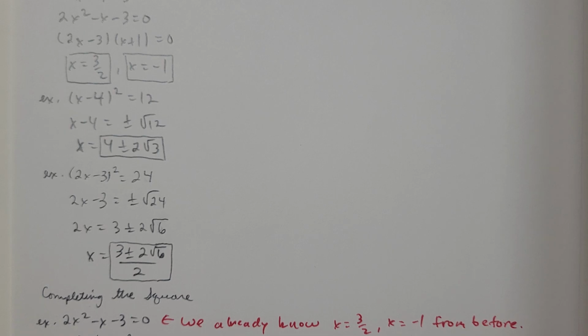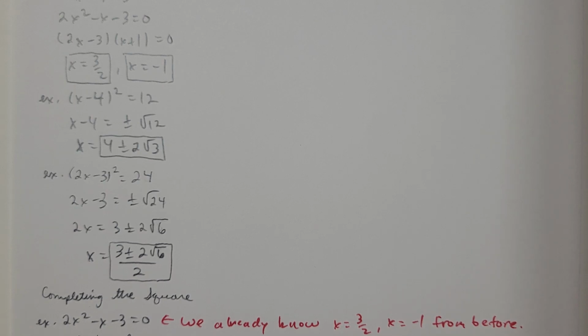Root 12 breaks down as 2 root 3, right? 4 times 3 is 12. So my answer will be 4 plus or minus 2 root 3, those 2 answers. 4 plus 2 root 3, that's one answer. And then 4 minus 2 root 3, that's another answer. Now always keep the answers in exact form. There's no reason to go to the calculator and have some infinite decimal. Those are not exact answers.